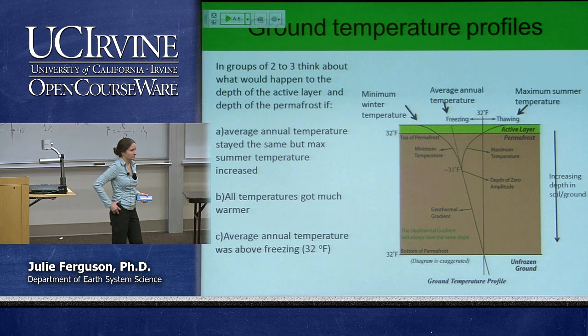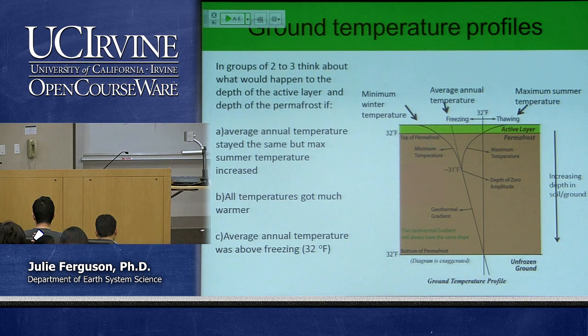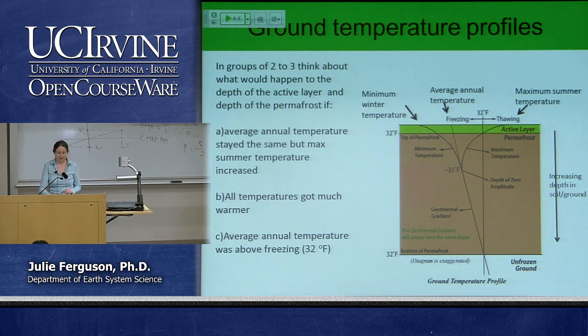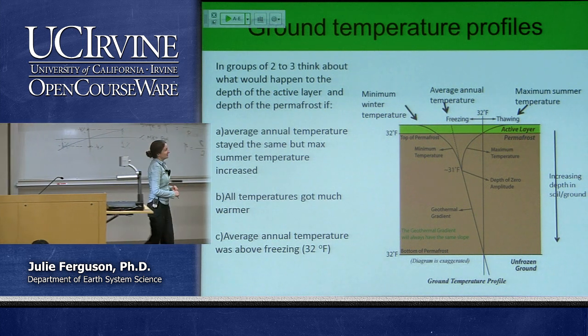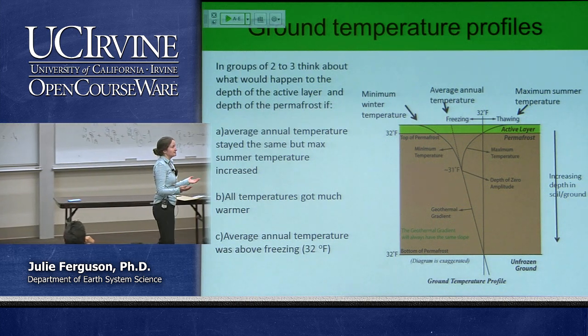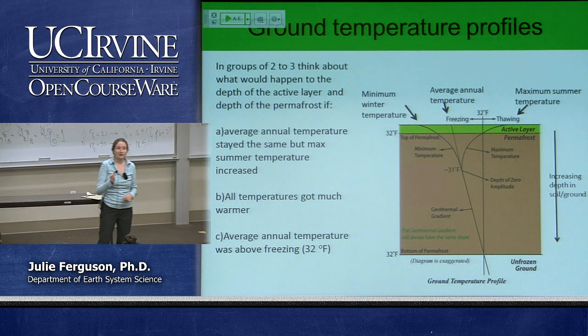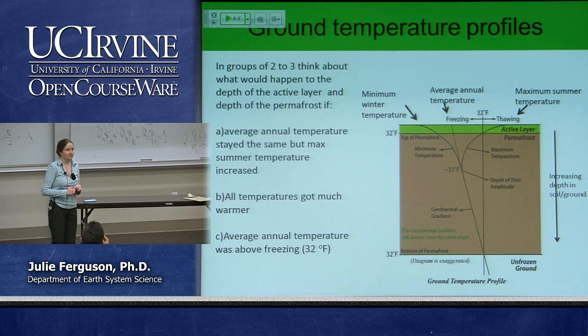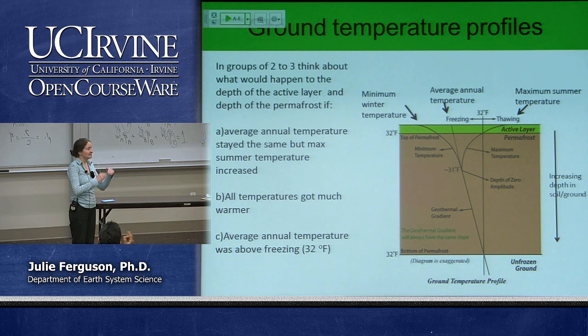Okay? The people I spoke to were really on track. I'm very impressed. So yeah, absolutely. Let's think about the first one. Our annual average temperature is staying in the same place. Everything else is staying in the same place. The only thing we're changing is our maximum summer temperature. So what's going to happen to the depth of my active layer? It's going to increase, right?